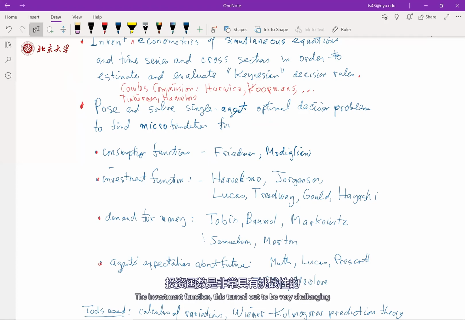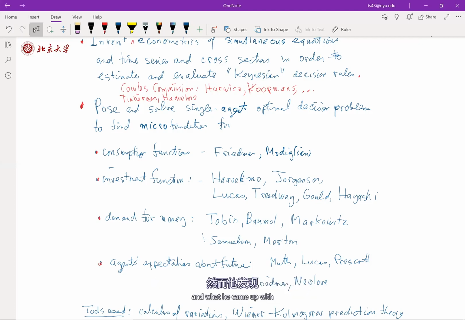The investment function. Now this turned out to be very challenging because 25 years after Keynes wrote his general theory, a great economist, Trygve Haavelmo, applied the calculus of variations to try to derive the Keynesian investment function. He wrote a book on it, A Study in the Theory of Investment.